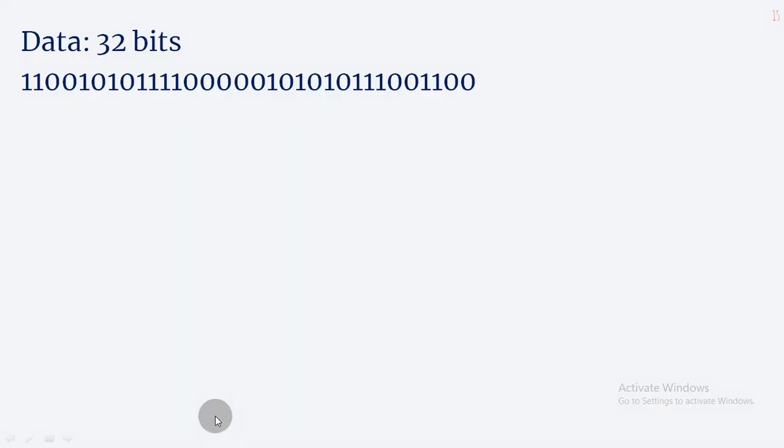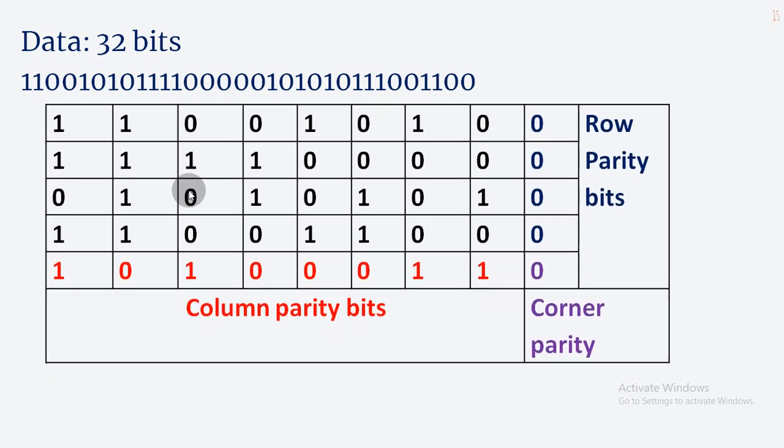Now another example we are taking, so here it is 32 bits, therefore 32 bits can be arranged into 4 rows and 8 columns. Now go along this row, there are 4 ones, therefore it's already even parity, 0. Here there are 4 ones, even parity, therefore 0. Here there are 4 ones, it is 0. Here it is again 4 ones, it is 0.